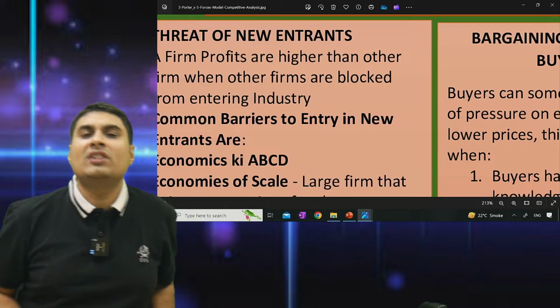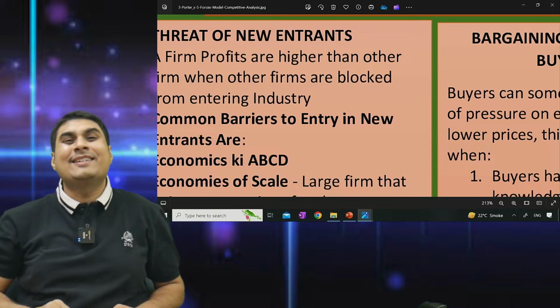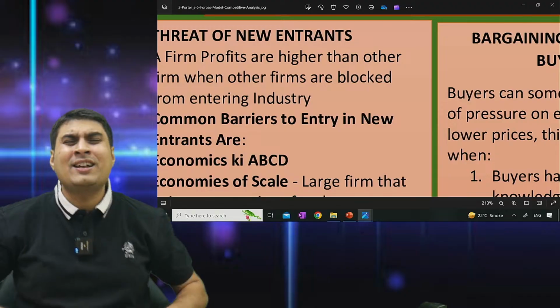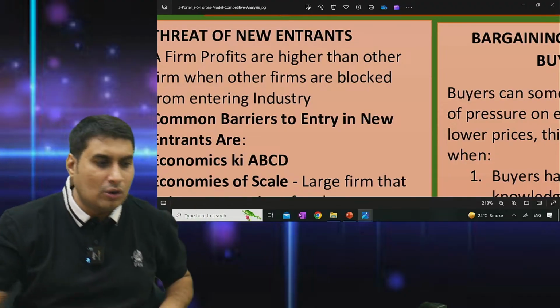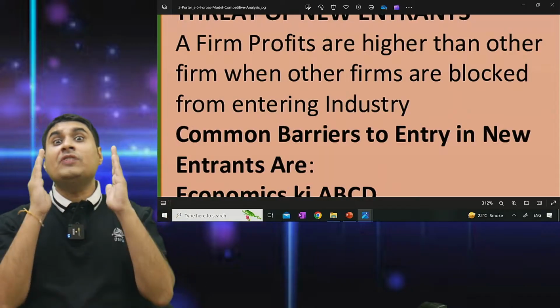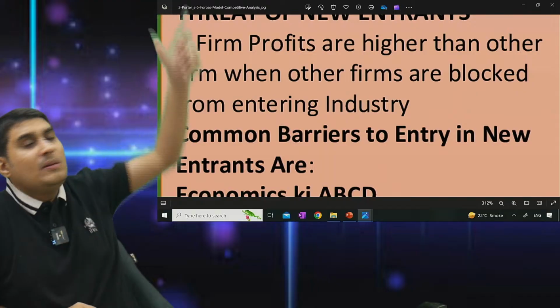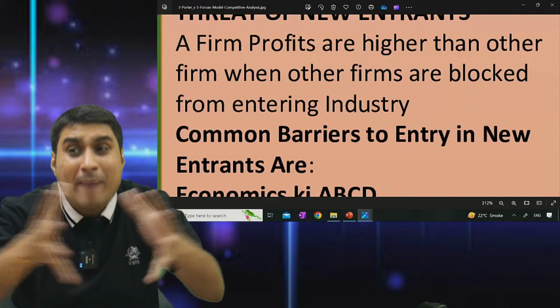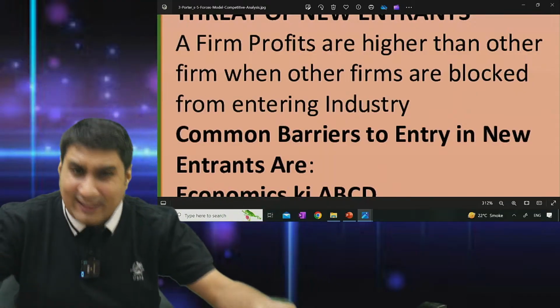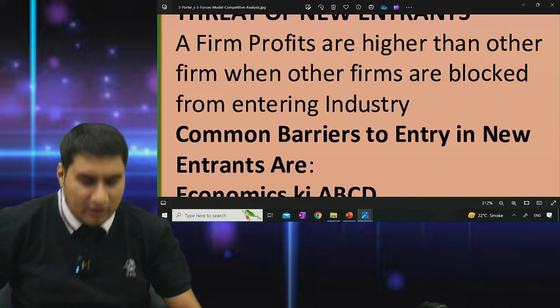So which industry is better, where there are a lot of barriers or fewer barriers? A lot of barriers. I will always go into an industry where there are barriers. A firm's profit is higher when other firms are blocked from entering that industry. Tell me, my profit will be more in this situation. Whenever there are barriers, new people cannot come, and existing players will earn more.